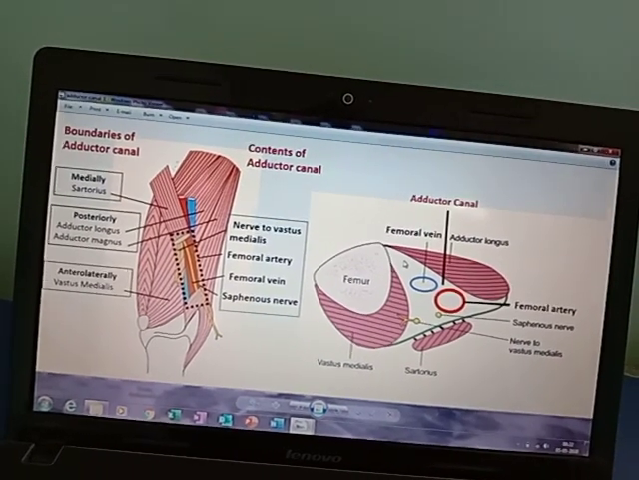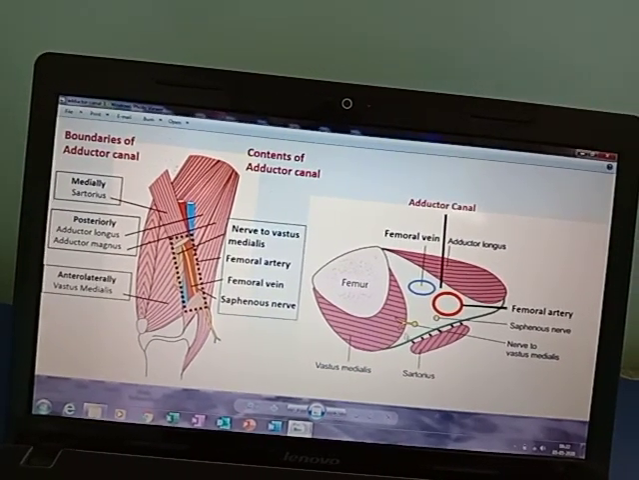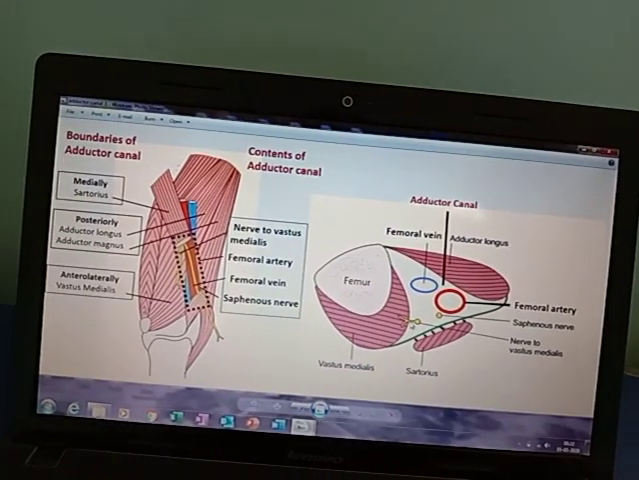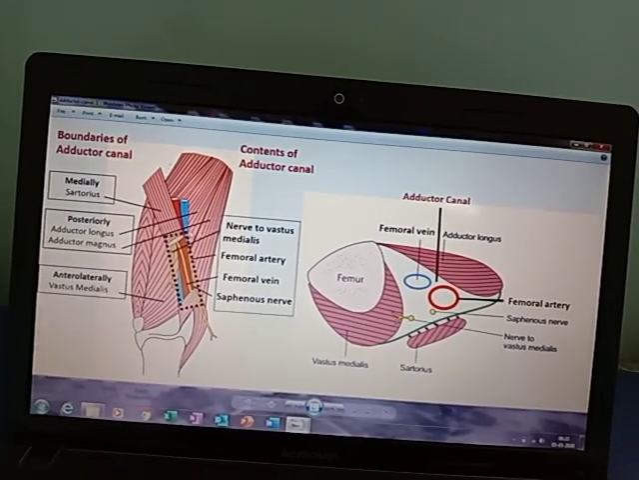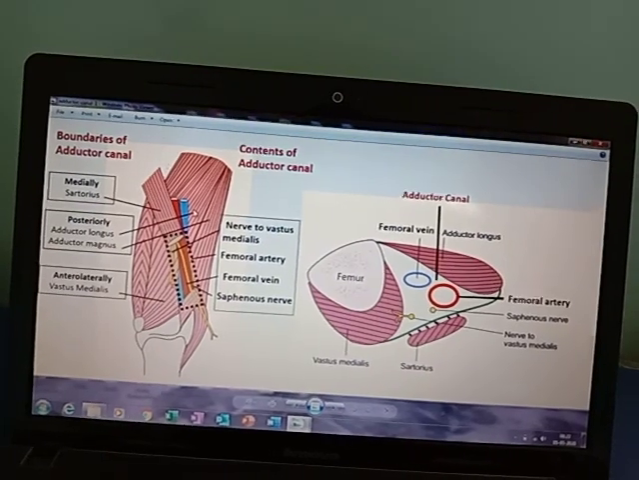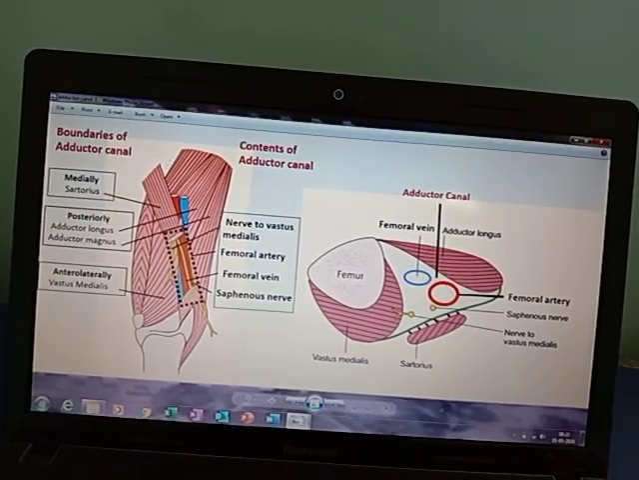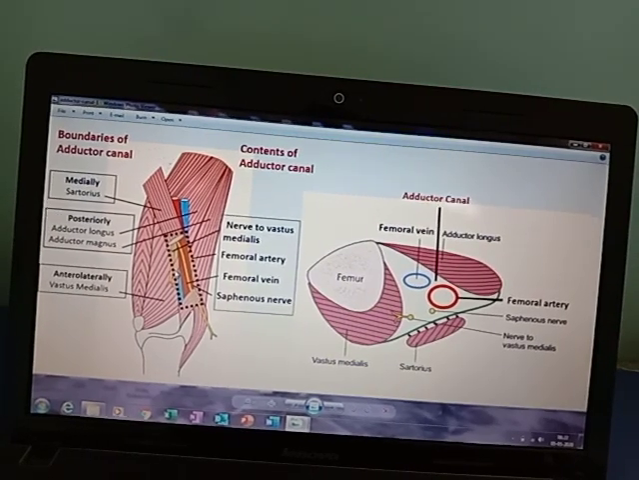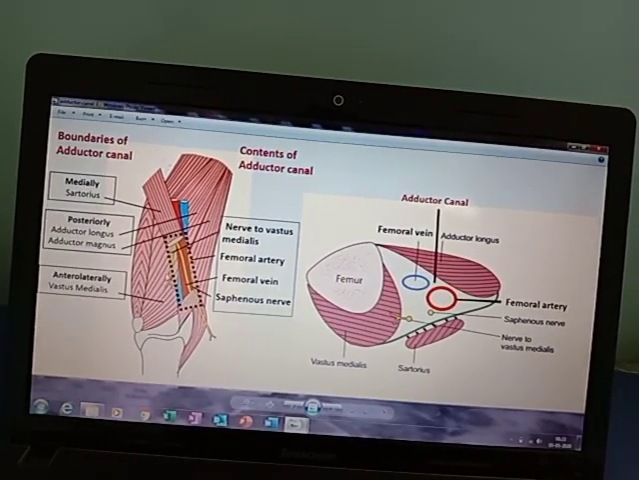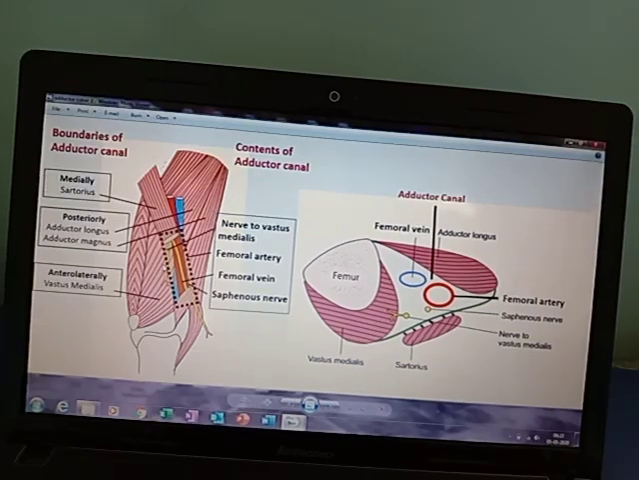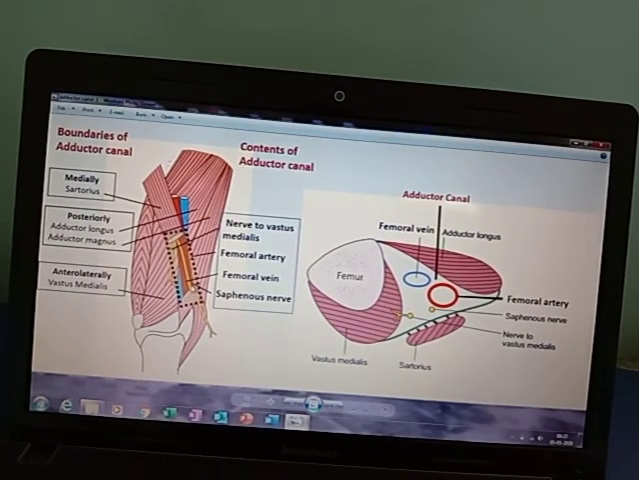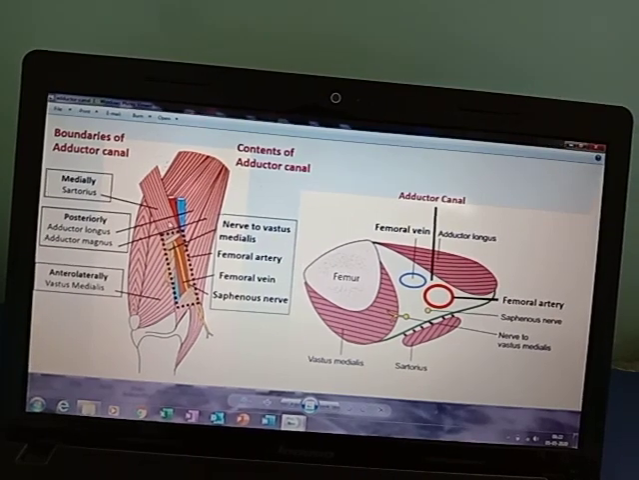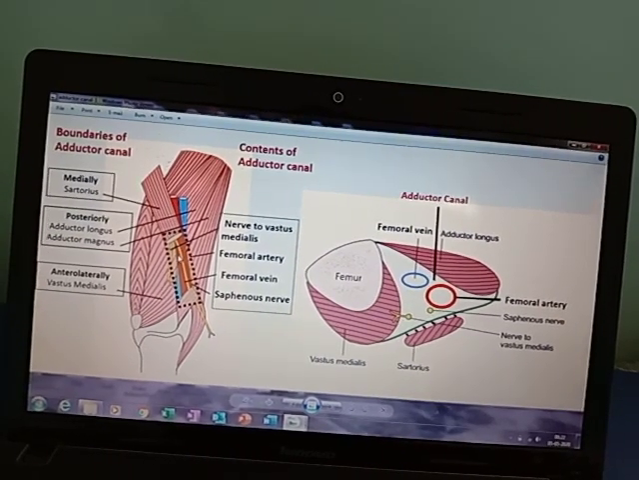The shape, in transverse section, looks like a triangle. Okay. Then come to the content. From lateral to medial, this is the nerve to vastus medialis. Then come to the saphenous nerve. It lies lateral to the artery. This artery is the femoral artery.